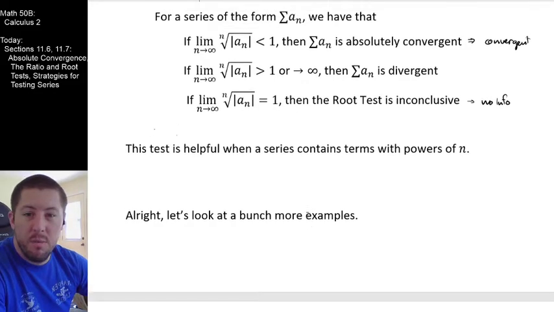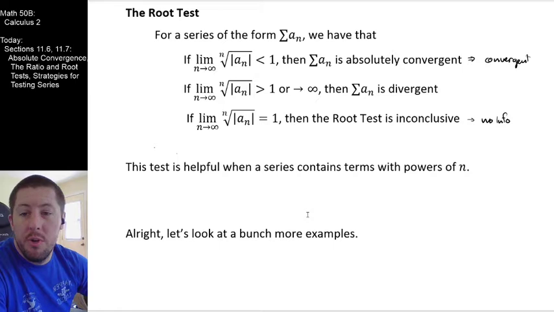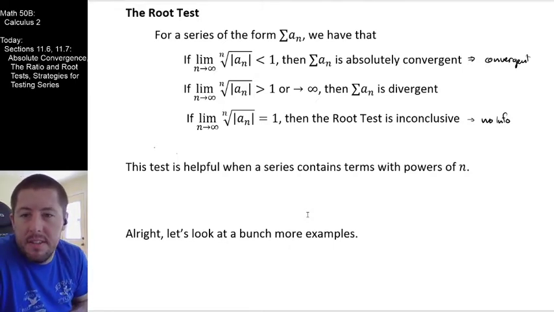So let's look at a bunch more examples now that we have these two more tests, the ratio test and the root test. And I do want to say right now, technically today is a little bit more 11.6 than 11.7, but 11.7 is just strategies for testing series. So for our remaining examples, it's not like we're only going to look at the ratio and root test.